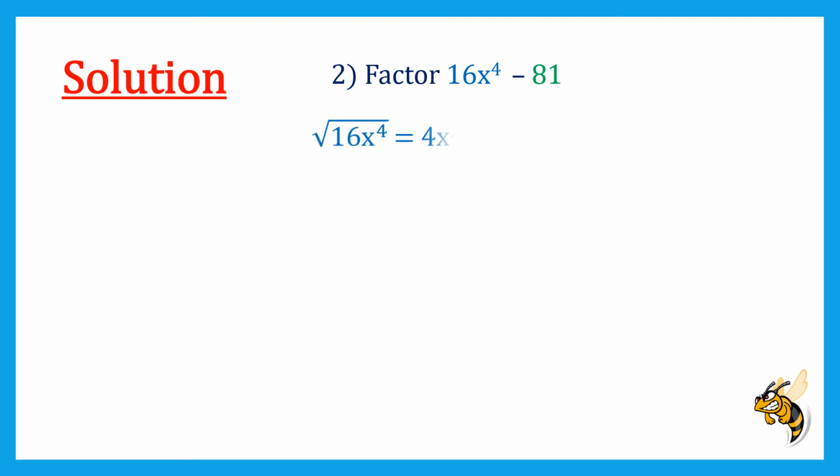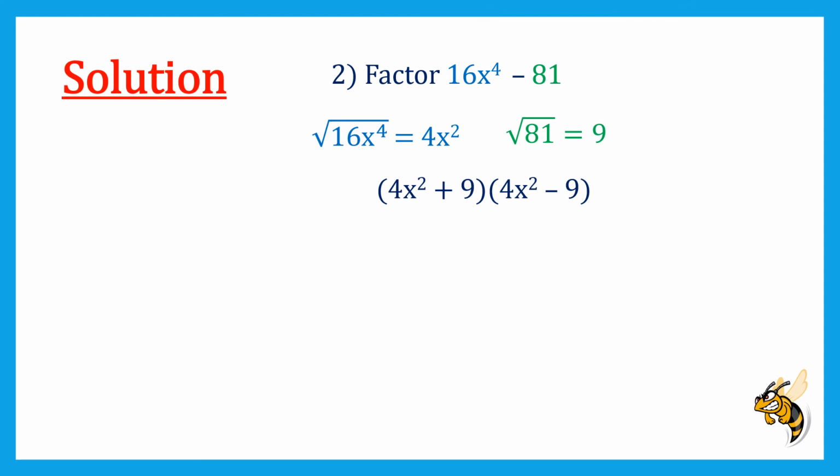First, I want to know what's the square root of 16x to the fourth. The square root of 16 is 4. The square root of x to the fourth is x squared. Then I want to do the square root of 81, which is equal to 9. I'm going to open my two parentheses where the 4x squared should be in the front and the 9 should be the last in the parentheses. One gets a plus and one gets a minus.